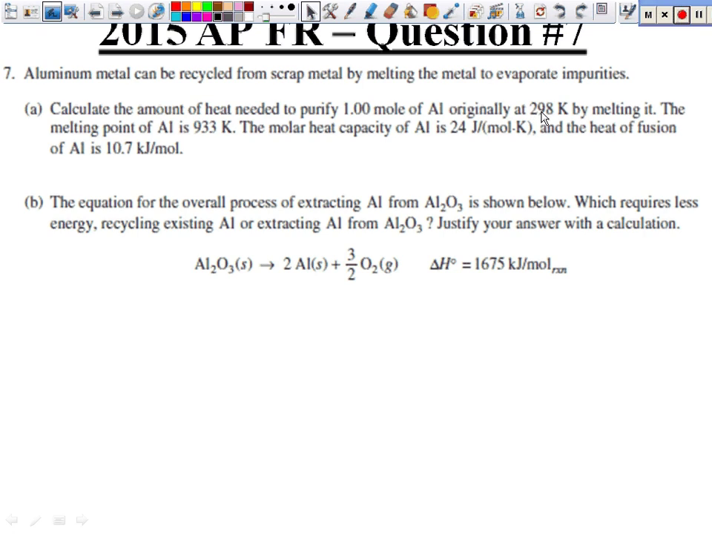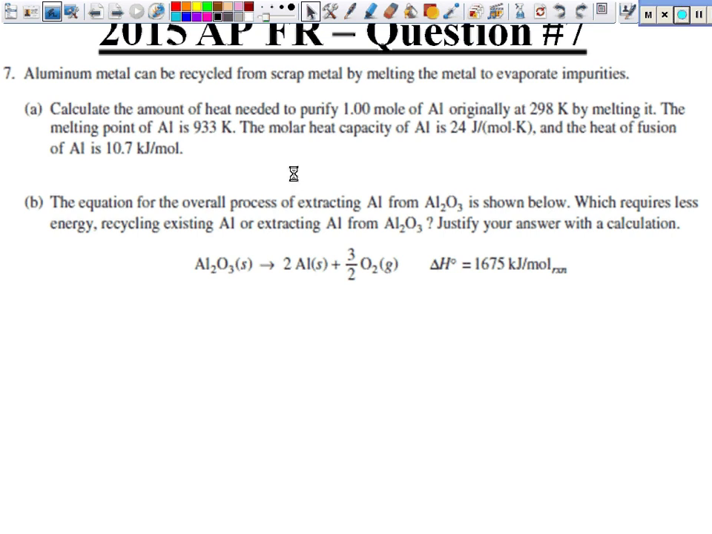What was the original starting temperature? 298. And what was the melting point? 933. The molar heat capacity of aluminum is 24 joules per mole degree Kelvin. And the heat of fusion of aluminum is 10.7 kilojoules per mole. See how confusing this question is? So here's the answer.